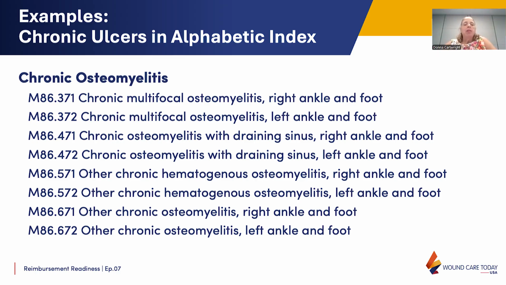Some examples of chronic ulcers in the alphabetic index: chronic osteomyelitis. So you can have chronic multifocal osteomyelitis, right ankle and foot. Now that would be one of the underlying causes, and then it could also have an ulcer code that goes along with it from the L97 category for non-pressure ulcers.